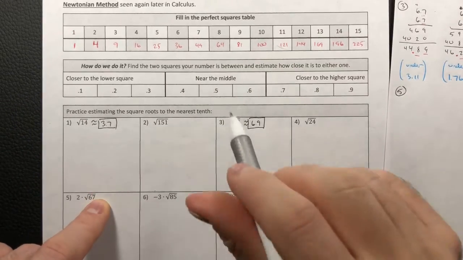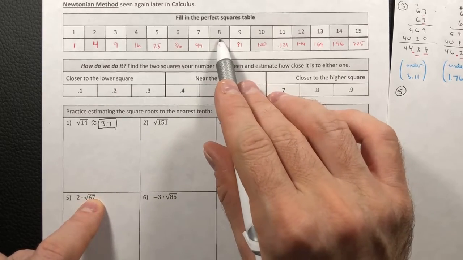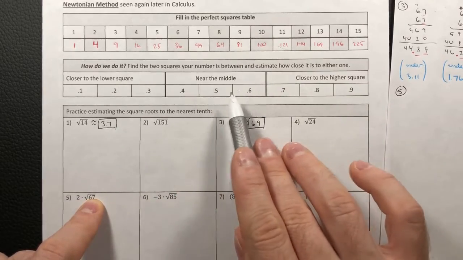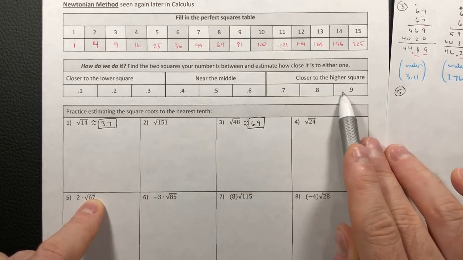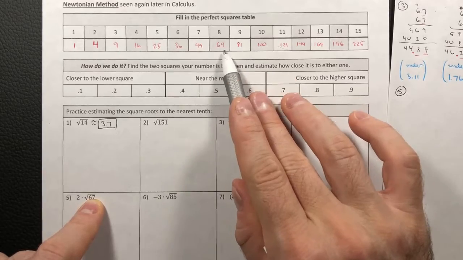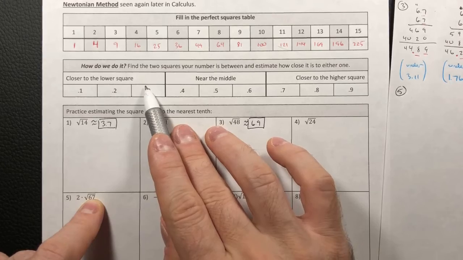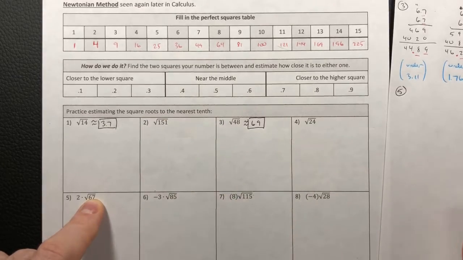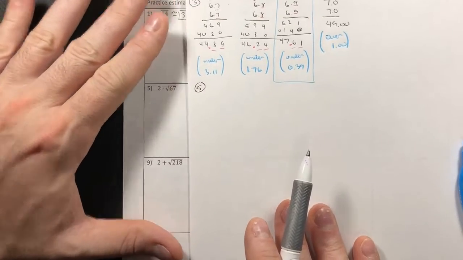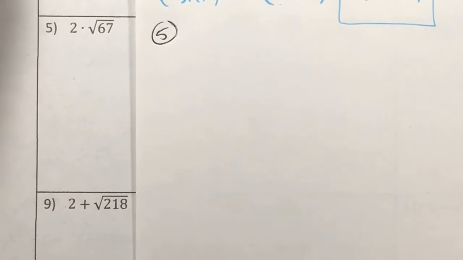Okay, so 67 is going to be between 64 and 81, which means the square root of this is going to be some decimal between 8 and 9. Could be 8.1, 8.2, 8.3, 8.4, 8.5, 8.6, 8.7, 8.8, or 8.9. But because I know that 67 is really close to 64, I'm going to pick the lower ones. So I'm going to pick 8.1, 8.2, and 8.3 and see which one's the closest and where I need to go from there. So let's go ahead and give that a shot.